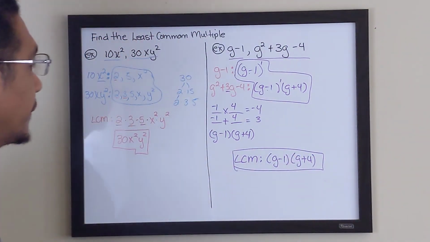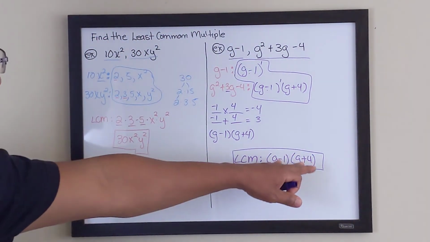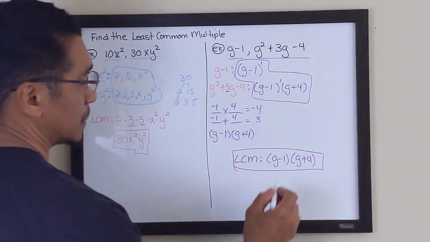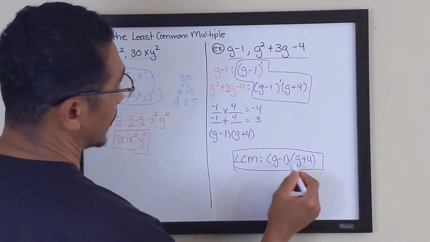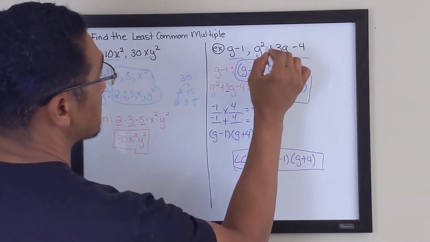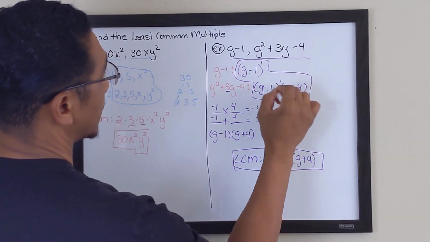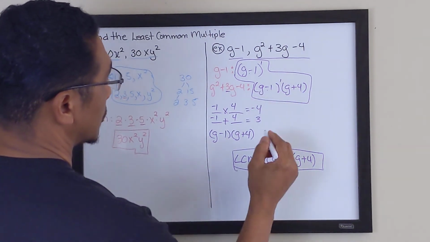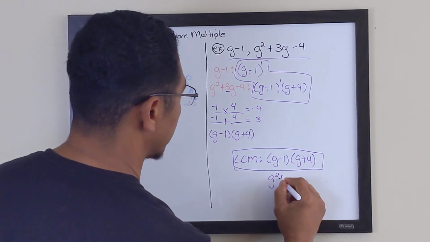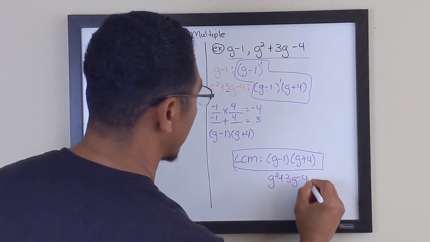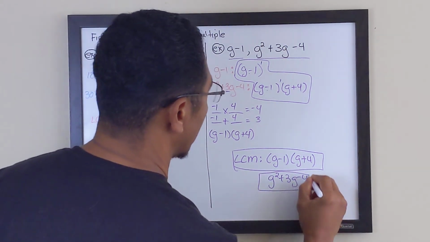Once again, this can be rewritten as something multiplied together, or we can leave it in factored form. Multiplied together, this is simply this right here, since we broke that down. So you might also get g squared plus 3g minus 4 as an answer. This could also be the correct answer.